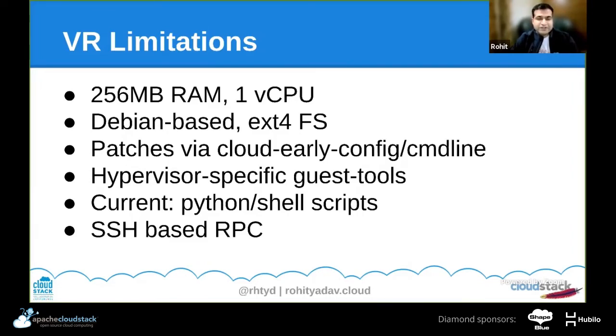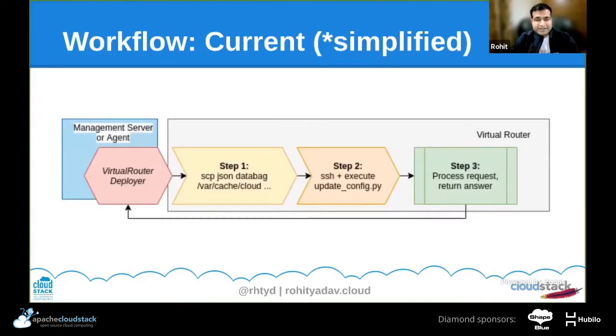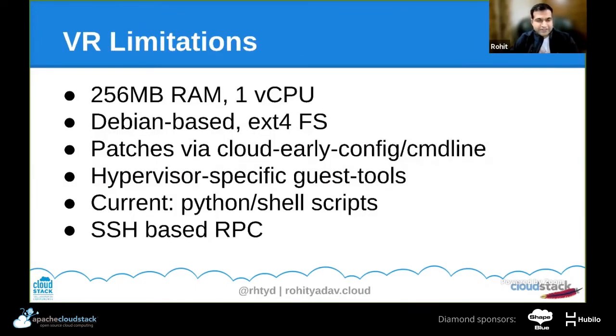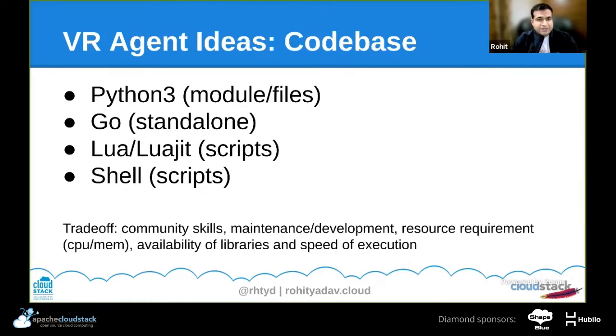If you think about this, going back to this slide, the RPC is something like: there's a data bag which gets DHCP'd, and then you call a script. It's kind of hacky, but that's an SSH-based RPC. In terms of agent ideas, the first thing is, what do you write this thing in? Because now we are thinking of a new agent from scratch. We can go with Python 3, but then you still have the same issue, which is that there are multiple files, not a standalone thing.